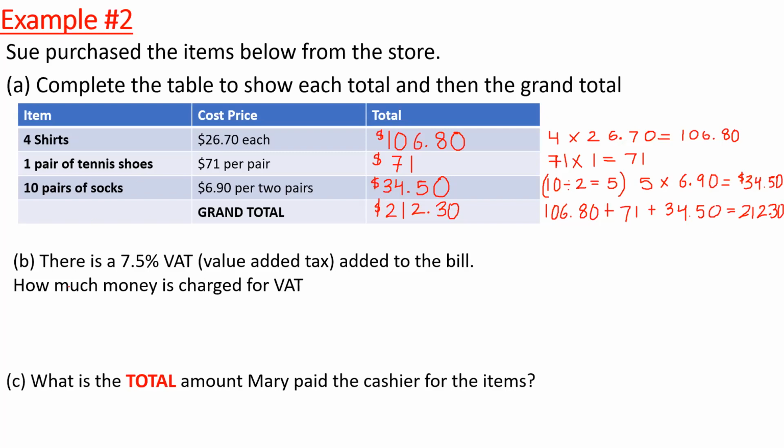Yes, you can. So now we say there's a 7.5% value added tax. So what are we going to say? We're going to say 7.5 all over what? 100. All over 100. Very good. All over 100, multiplied by what?